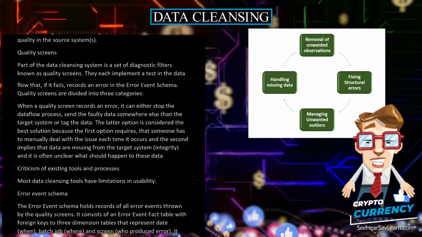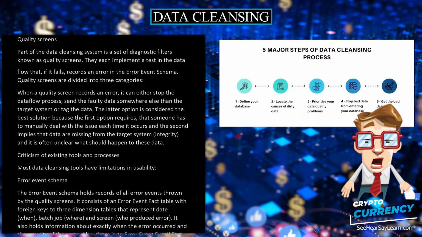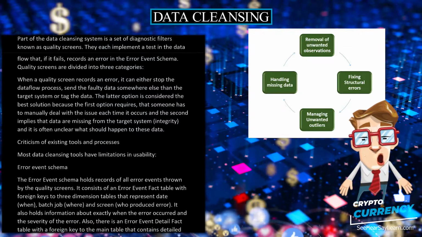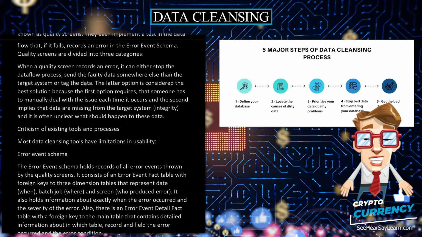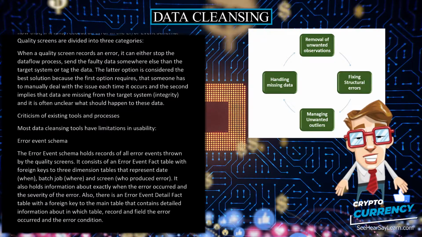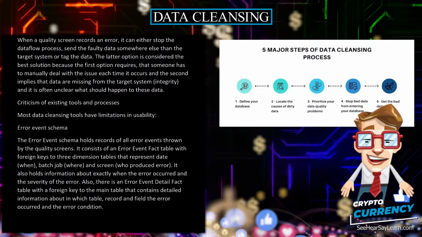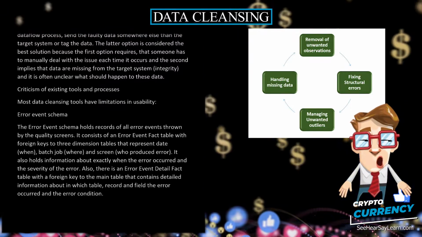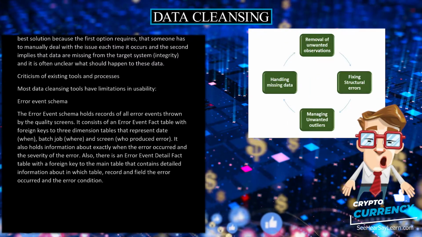Criticism of existing tools and processes. Most data cleansing tools have limitations in usability. Error event schema. The error event schema holds records of all error events thrown by the quality screens. It consists of an error event fact table with foreign keys to 3 dimension tables that represent date, when, batch job, where, and screen who produced the error. It also holds information about exactly when the error occurred and the severity of the error. Also, there is an error event detail fact table with a foreign key to the main table that contains detailed information about in which table, record and field the error occurred and the error condition.